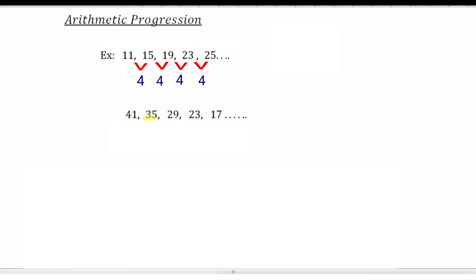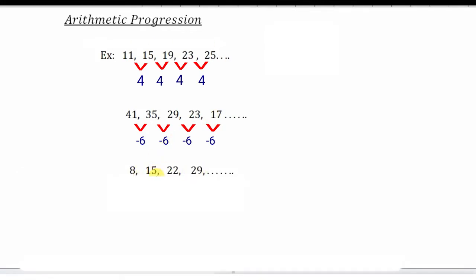Here the difference between the consecutive terms is negative 6. That is, 35 minus 41 is negative 6, 29 minus 35 is negative 6, 23 minus 29 is negative 6, 17 minus 23 is again negative 6. So what is the difference between each consecutive term? It is negative 6. Next, 8, 15, 22, 29.